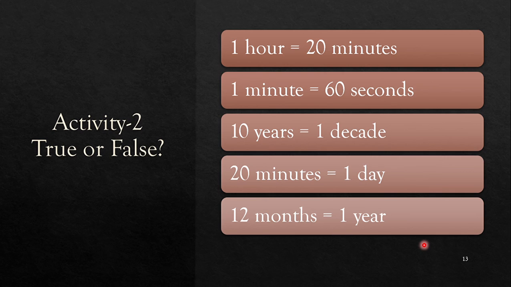So the answer for 1 hour is equal to 20 minutes is wrong. The 1 minute is equal to 60 seconds is correct. 10 years is equal to 1 decade is also right. 20 minutes is equal to 1 day is wrong. 12 months is equal to 1 year is absolutely right. Hope you got all the answers right.